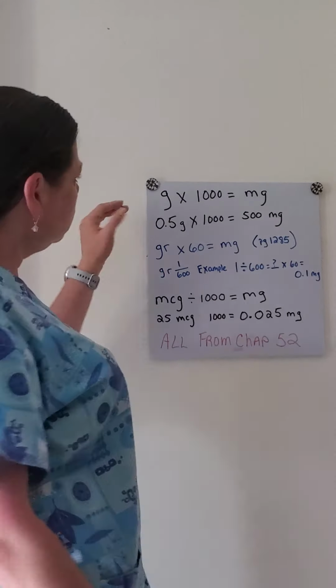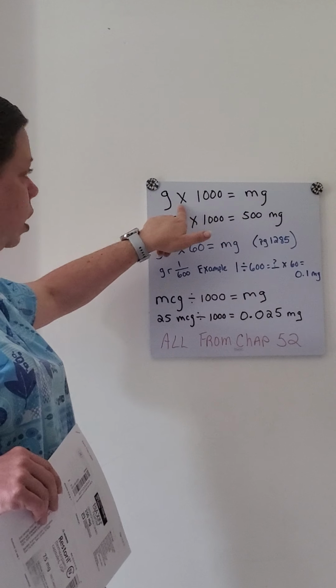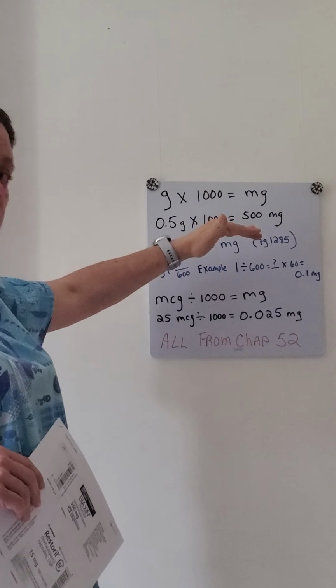The very first example is Biaxin. You have 250 milligram tablets in the bottle, and the doctor has ordered Biaxin 0.5 grams. Okay. The cheat sheet that I've given you will work either way. So if you need to go from milligrams to grams, you would divide instead of multiply.